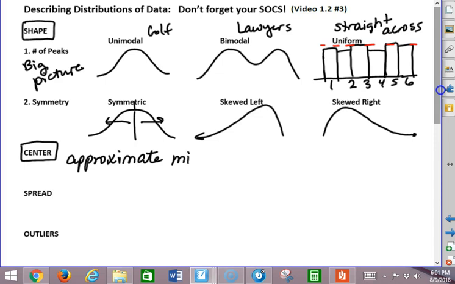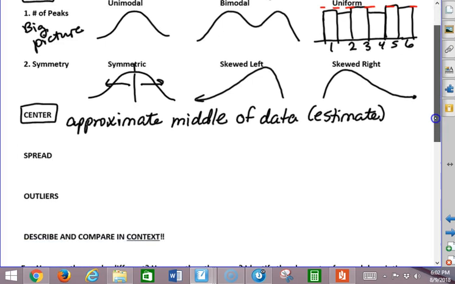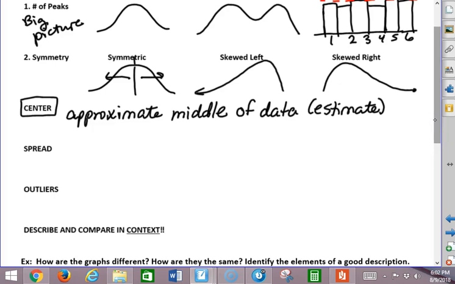Now when you're looking at a graph and you're trying to talk about the middle of the data, remember that you are just going to have to estimate. You're not going to count it all up. You're going to look at it, kind of stand back from it and go, oh, okay, I think the average is about this, or the middle value is about this. So big picture. Later on we'll learn that there are 2 specific types of centers we talk about, the median and the mean. So sometimes you'll use one and sometimes you'll use the other.